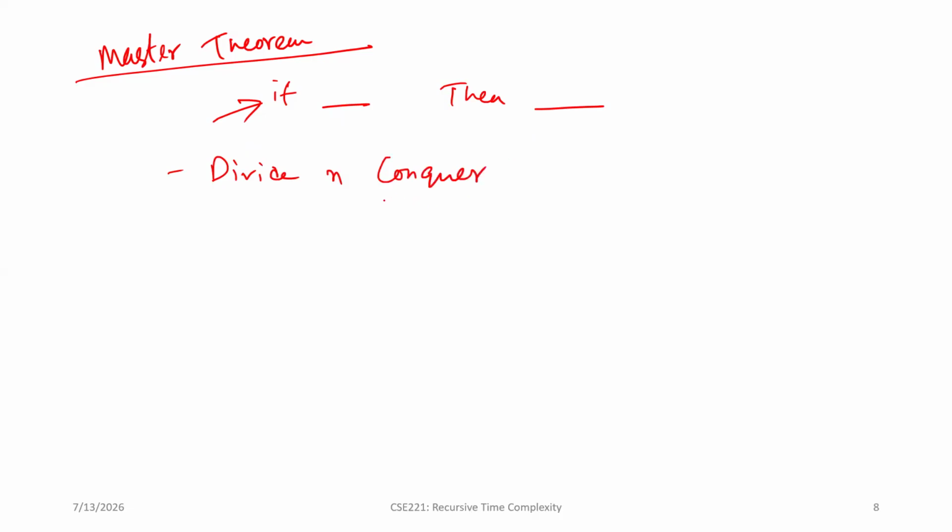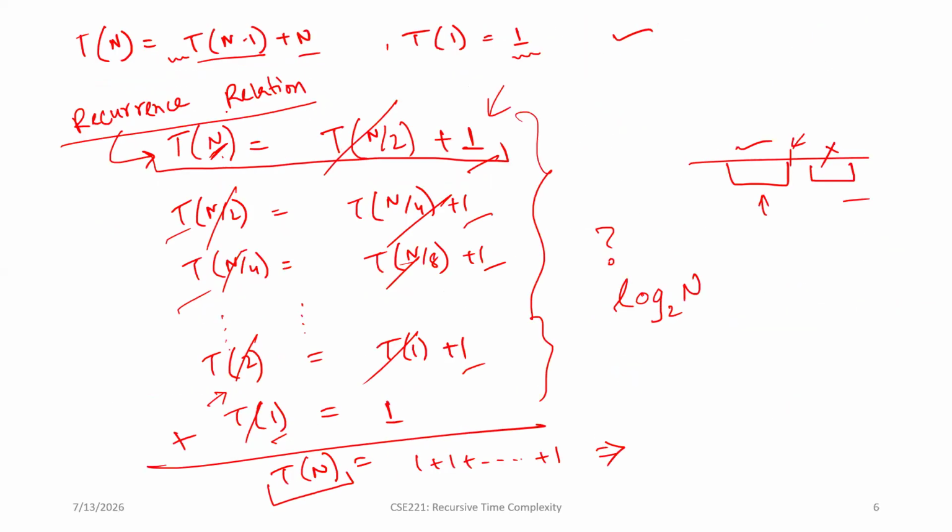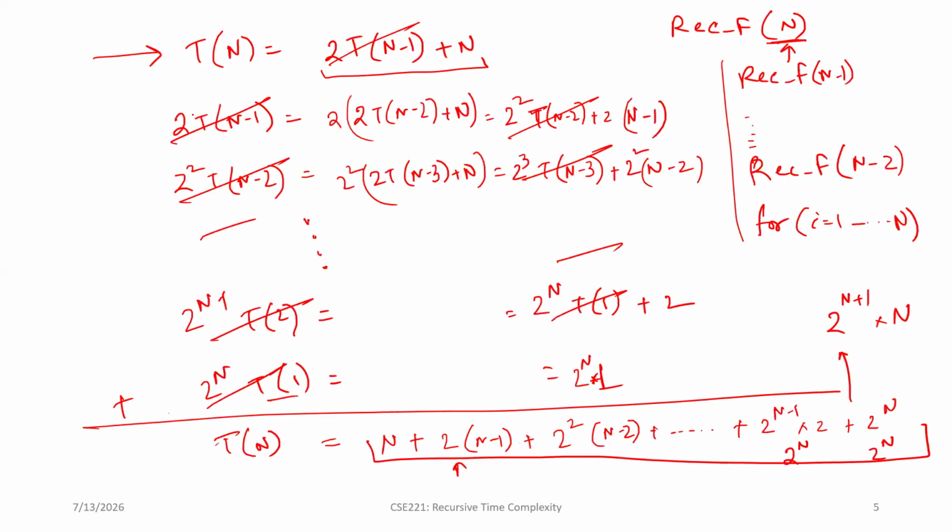The algorithms that fall under the divide and conquer category. All the examples that we have done in this class, this is an example of divide and conquer. This is binary search, but we can take it as an example of divide and conquer. Merge sort is also a divide and conquer technique, but this one was not. This one was not a divide and conquer technique.